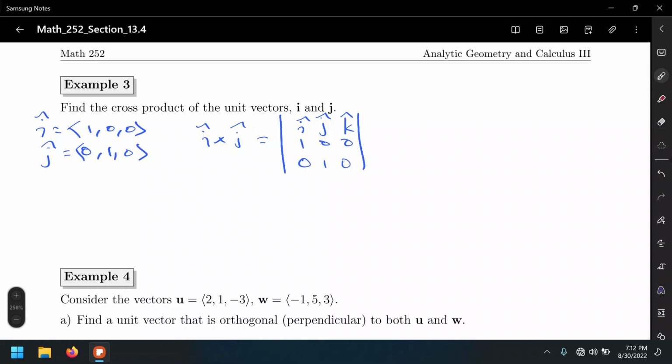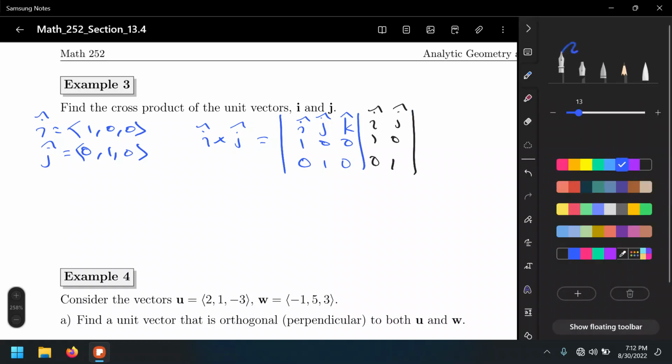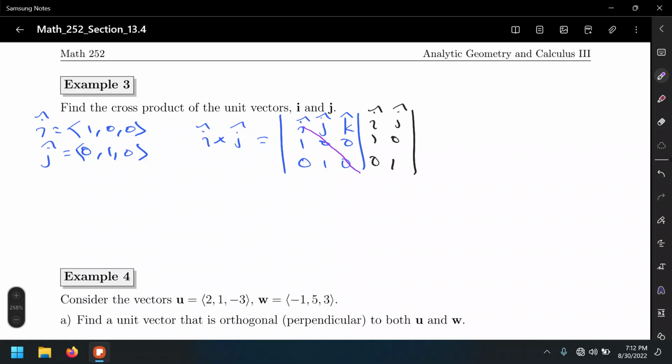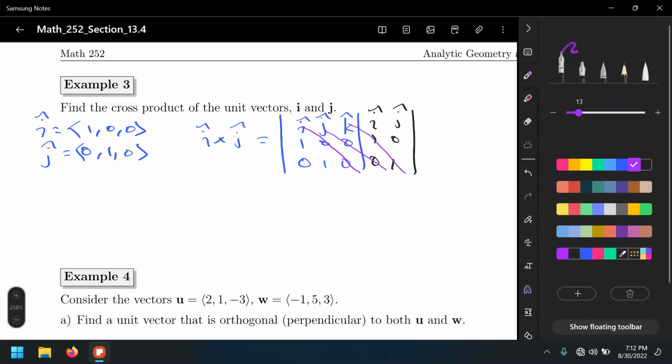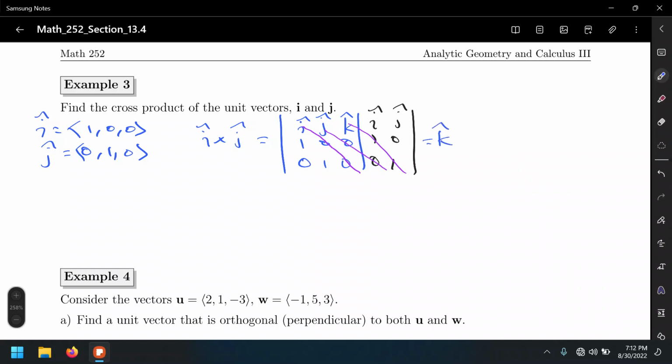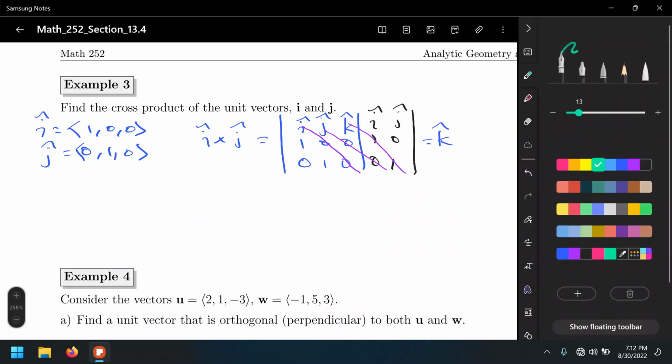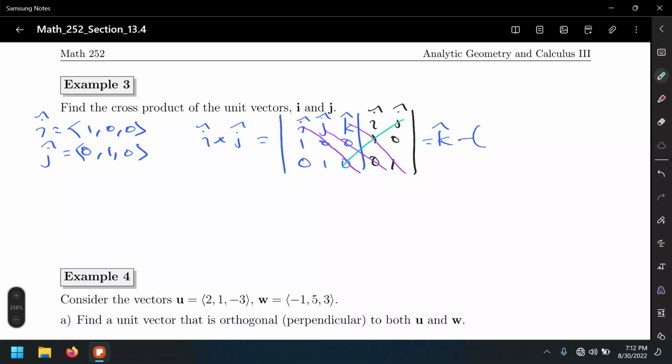Let's use the shortcut to find this cross product, and we do that by repeating the first two columns and multiplying the diagonals. So i times 0, that's going to be 0. j times 0, that's another 0. And k times 1, that's k. And backwards, so first of all, minus: j times 1 times 0 is 0. i times 0 times 1 is 0. k times 0 times 0, that's 0. So the cross product between i and j should be k.